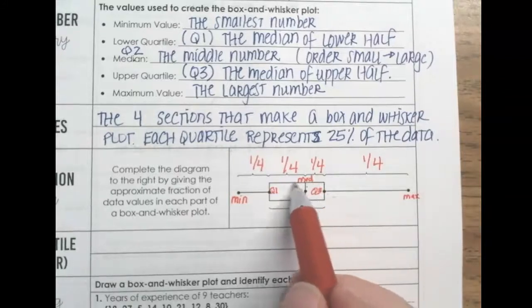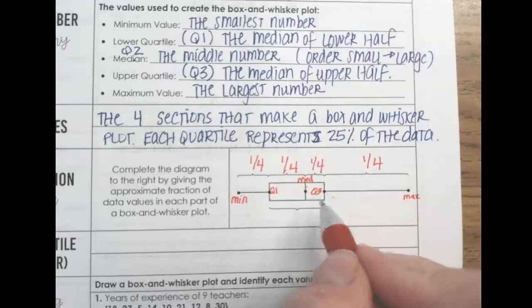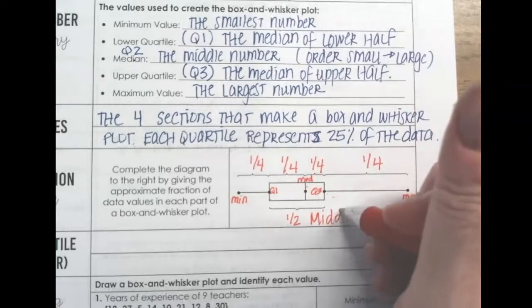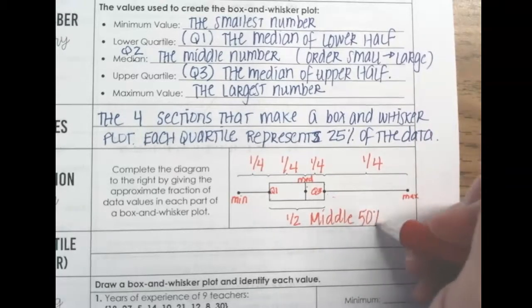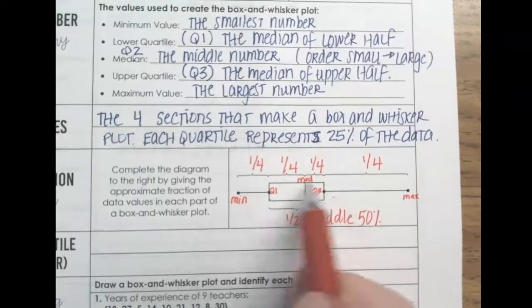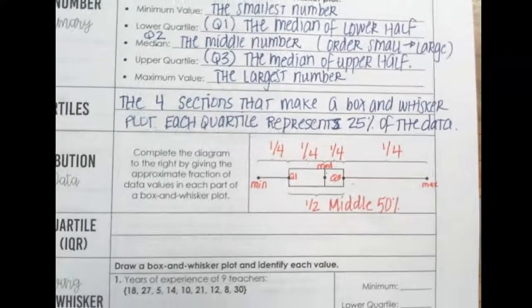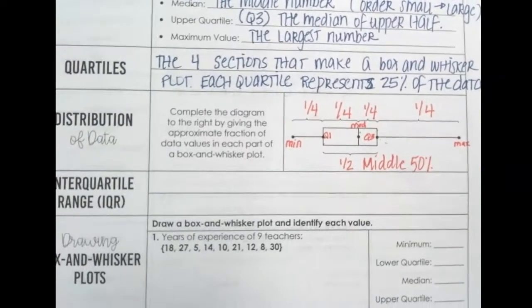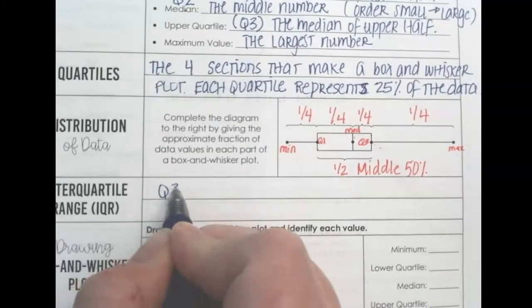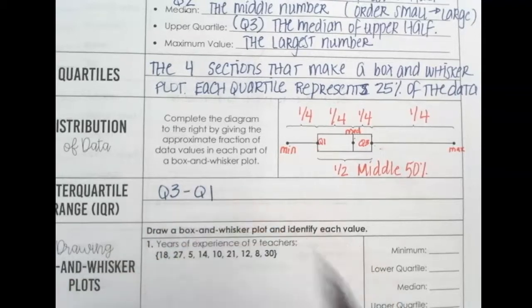Okay, and then the box from Q1 to Q3, that's half the data, and a lot of times we'll refer to that as the middle 50%. All right. And this middle 50% makes up something called the IQR, the interquartile range. Okay, and that's, you're going to take whatever Q3's number is minus Q1. It's a range number to kind of let you understand what's happening in the middle of the distribution.